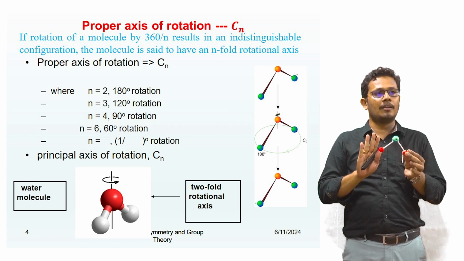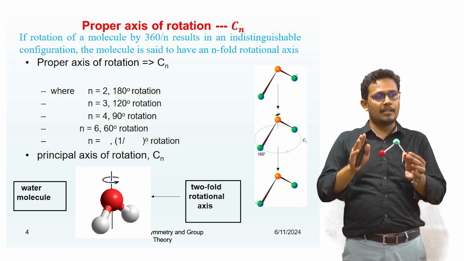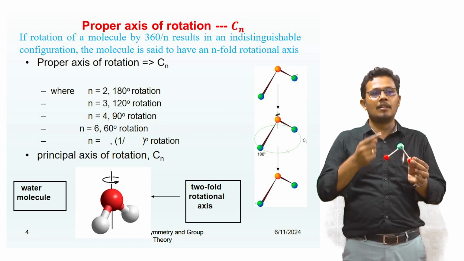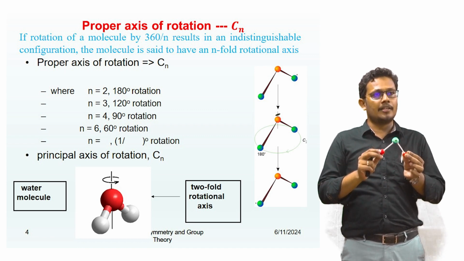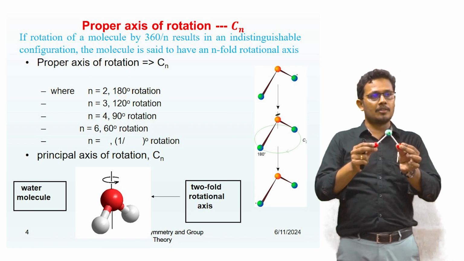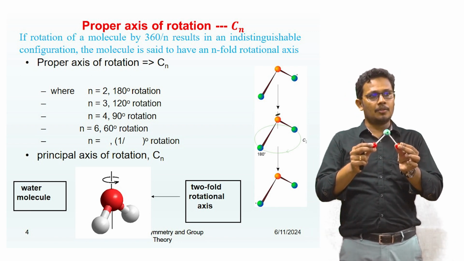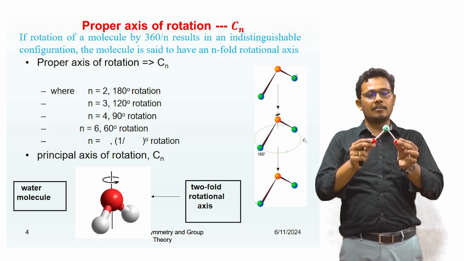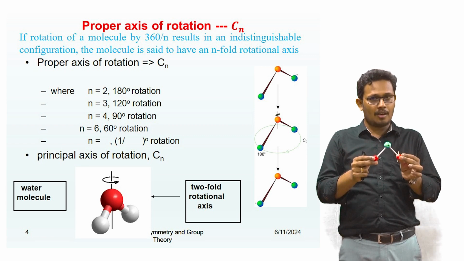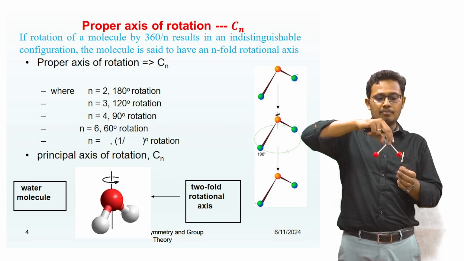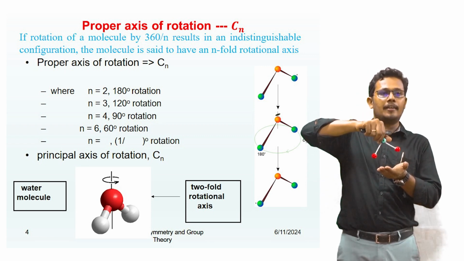Only 180 degrees. That is what n represents, 2. That indicates a 180-degree rotation. Then only you will get an indistinguishable configuration. Say, for example, you consider this is the original structure of a water molecule. If you rotate this by 60 degrees like this, you will not get the original configuration. That's why, in order to get the original configuration, you need to rotate this molecule by only 180 degrees.